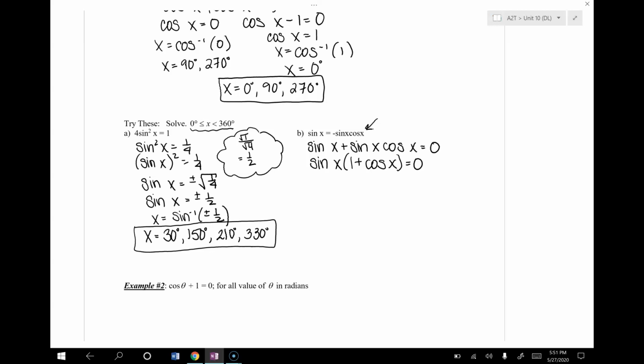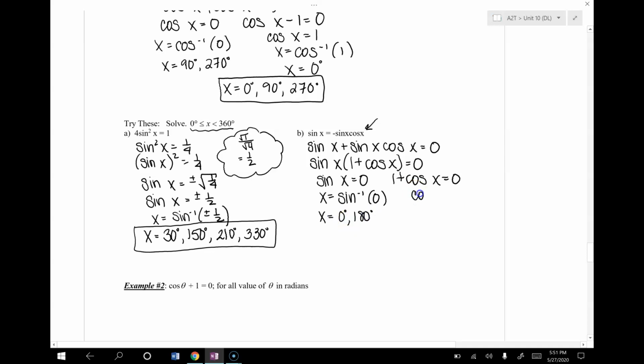So now we are at the zero product property application. So I'm going to say the sine of x is equal to 0 and 1 plus the cosine of x is equal to 0. For sine of x equal to 0, I have to apply the inverse. Why? Because I'm looking for the angle measure. Okay, so we have to apply the inverse to 0. So where is sine equal to 0? At 0 degrees and 180 degrees.